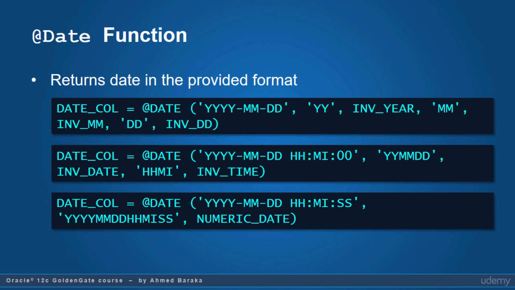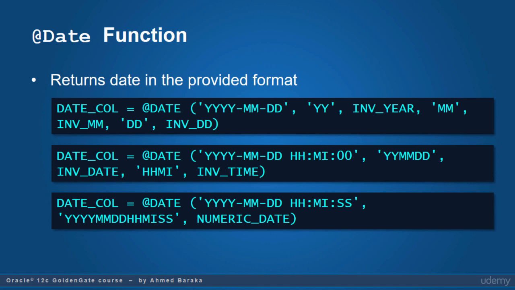I think the easiest way to understand using the date function is by examples. In the first example, we have a year value saved in the env-year column, the month value saved in the env-mm column, and the day value saved in the env-dd column. The date function is used to convert the values in those columns into a single value of date data type, and this value is mapped to date column in the target database.